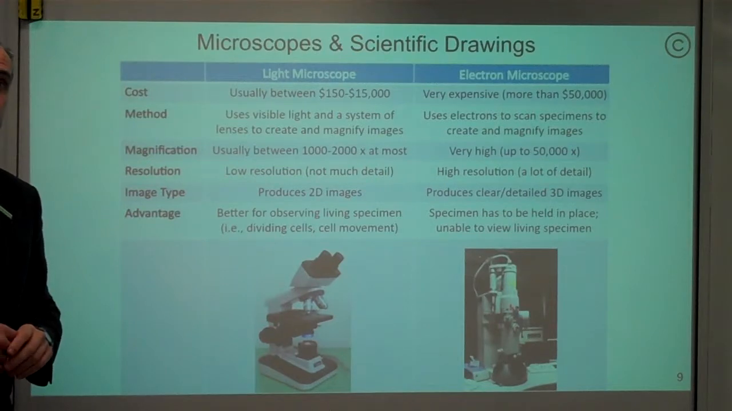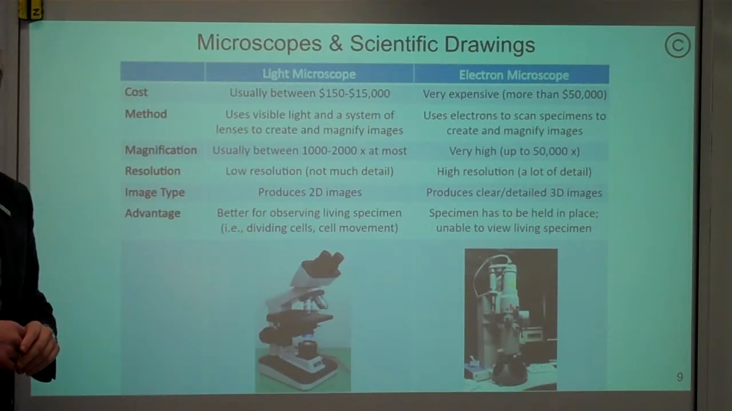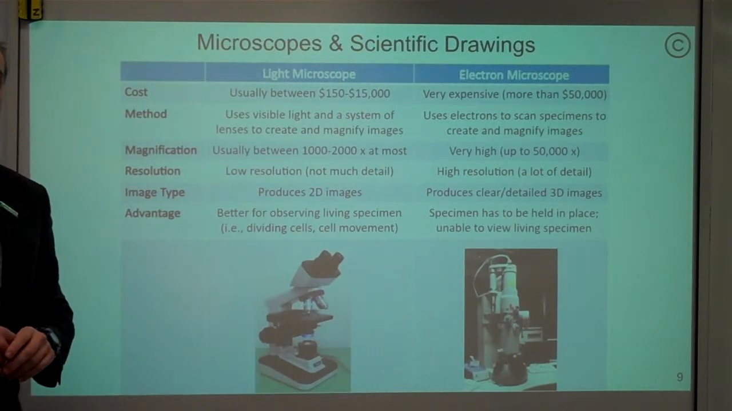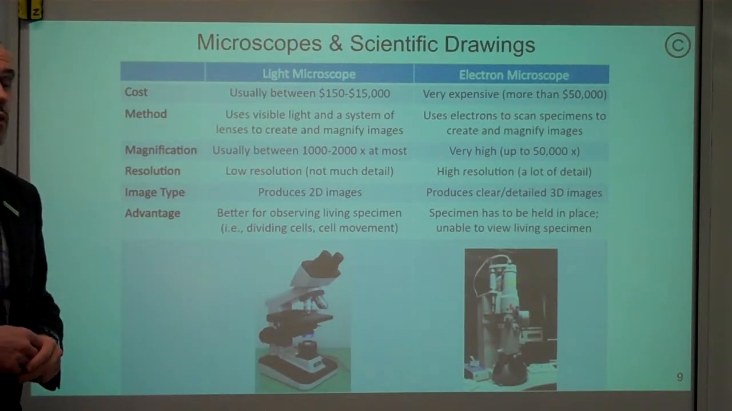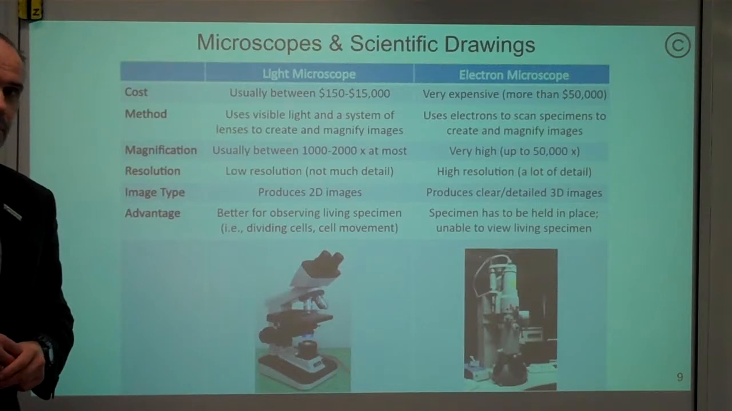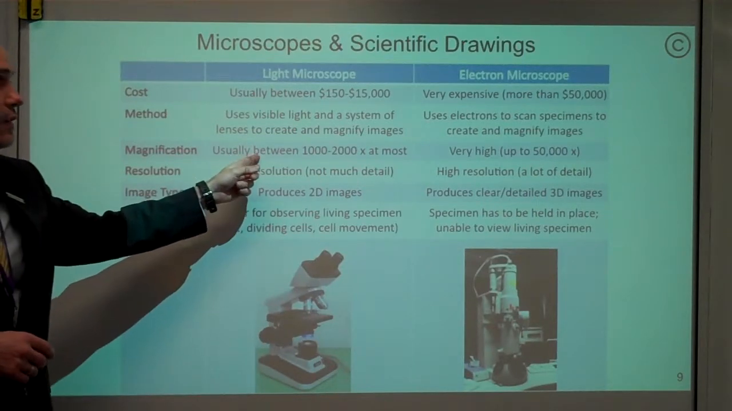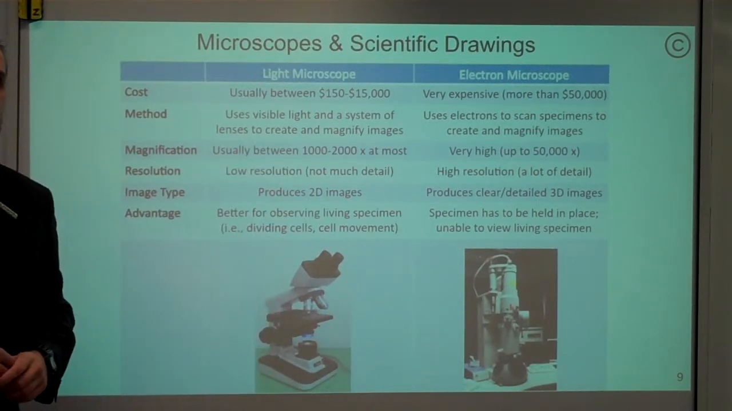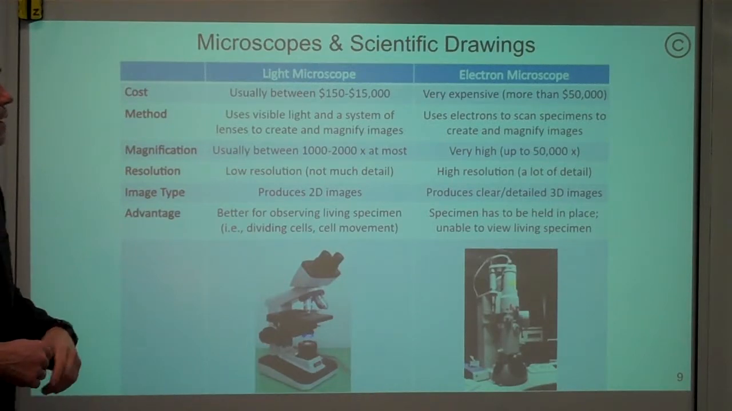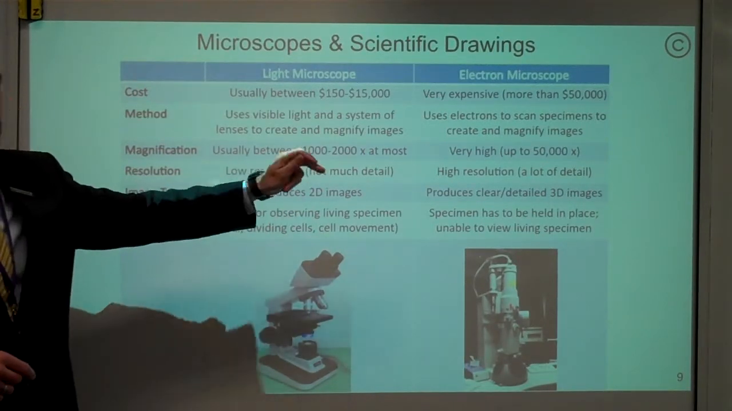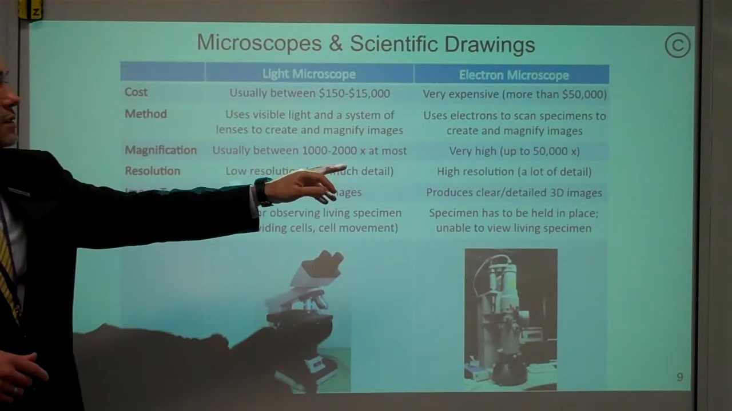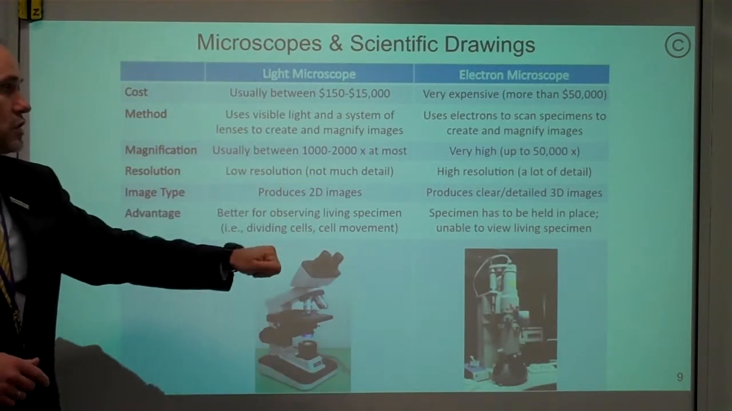So do we have to know the difference between a light microscope and an electron microscope? You have to know some basic things. The electron microscope can magnify things more efficiently because it uses electrons. So instead of 1,000 times magnification, you get 50,000 times magnification. Because of that greater magnification, it provides better resolution and better images.